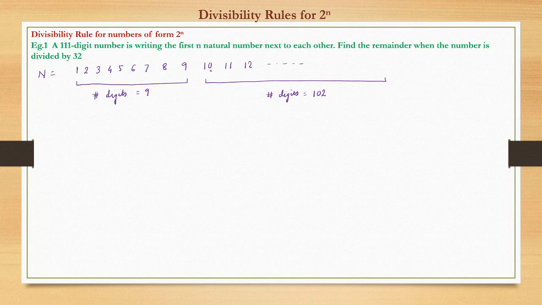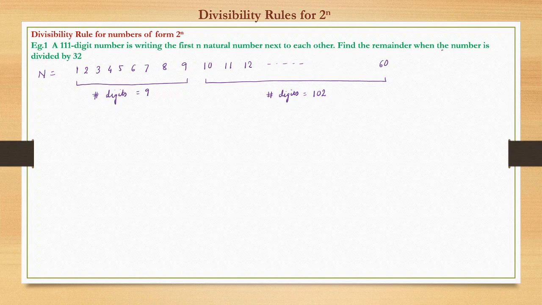If I write 10, it gives two digits. 11, if I write, it gives two digits. So 2 plus 2, 4. Basically, I want 51 numbers so that the total digits become 102. So 51 numbers from 10 to some number. So this becomes 60, right? It will go up to 60 because 10 to 60, there are 51 numbers. So 51 numbers means 102 digits. Thereby we have formed the number.